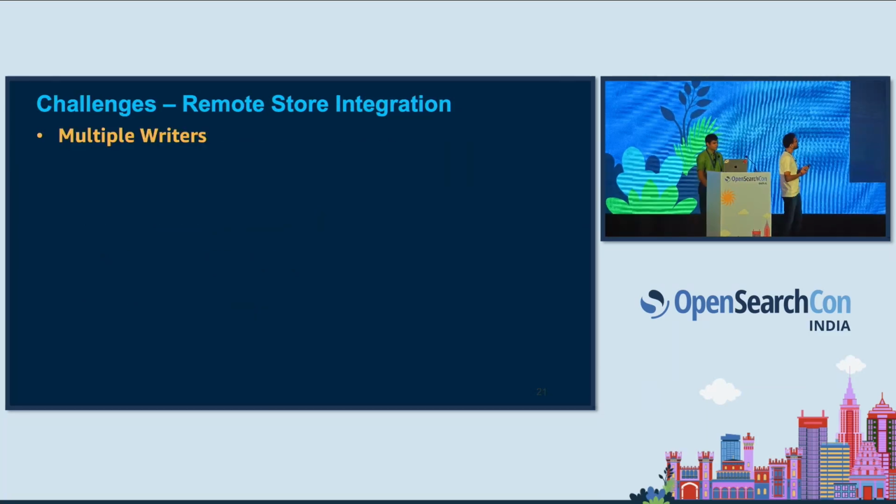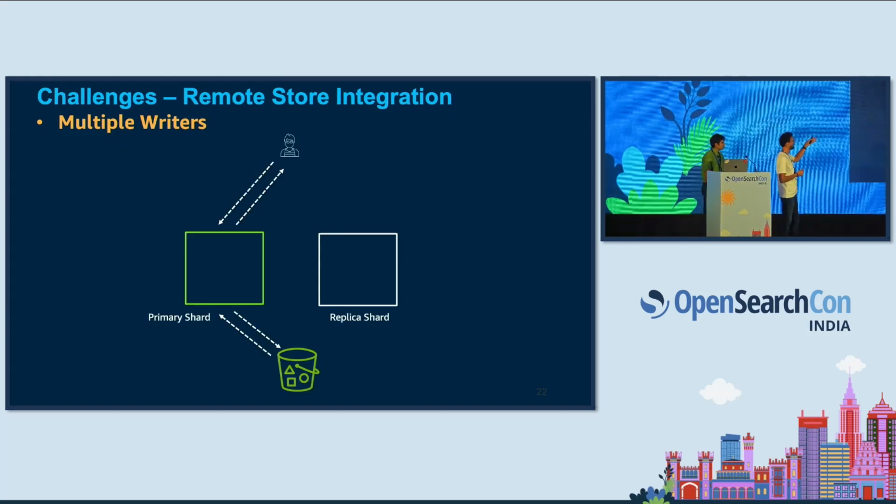Now, what are the different challenges that we faced with this remote store integration, right? And the very first thing that comes to mind, and any distributed system of larger scale can have the same issue, is whenever there is a network partition, and this is multiple writers. So this is our flow, as I explained. User sends the request to primary, it writes to the remote store, and this is how the response goes back.